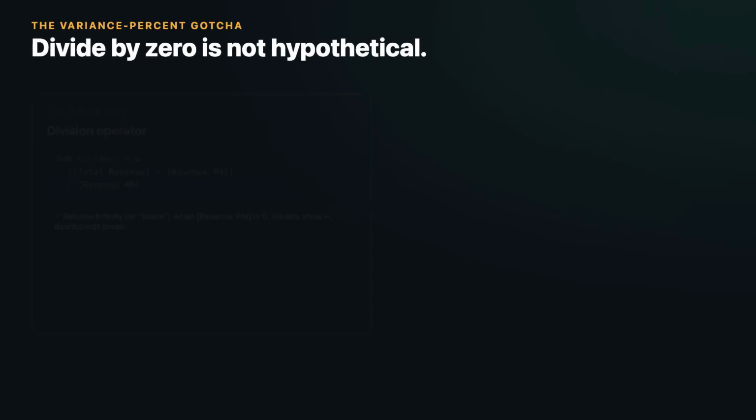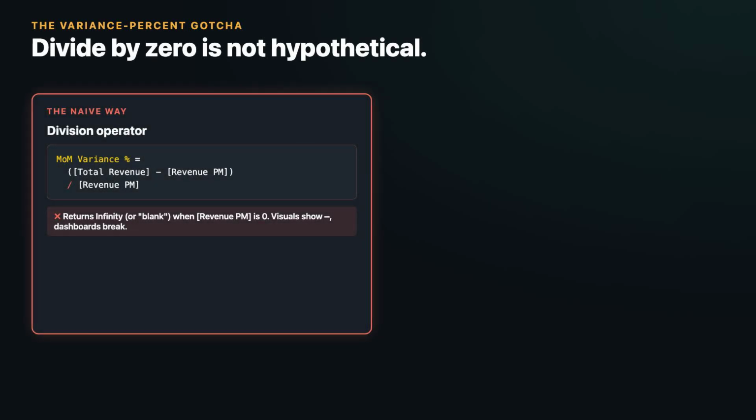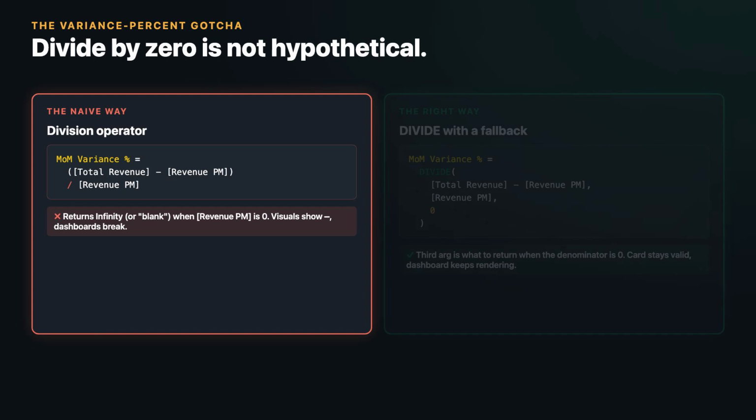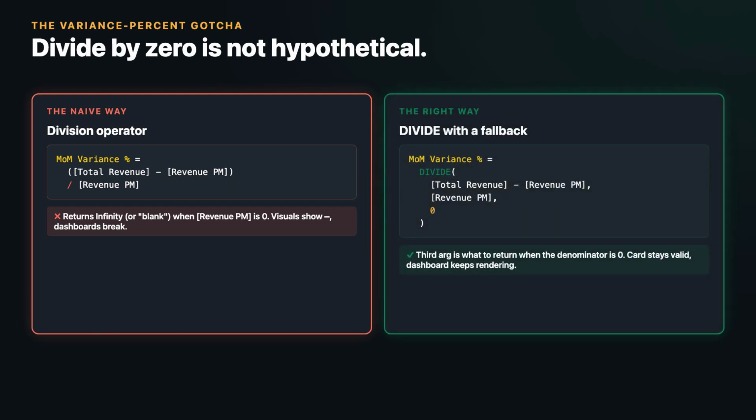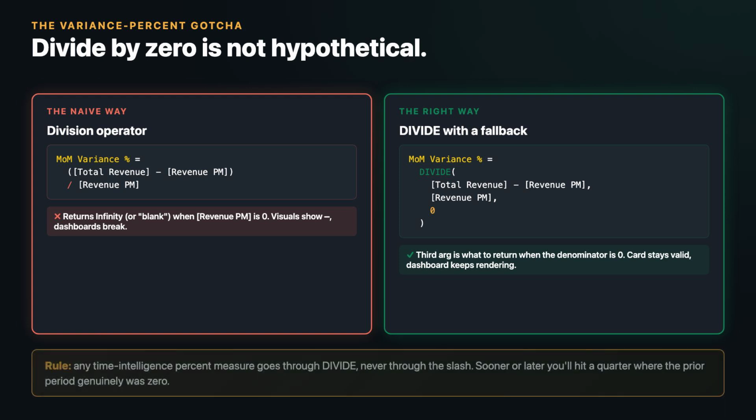The variance percent gotcha. Some prior period genuinely will be 0. A new product launched mid-quarter. A region that came online in March. If you write percent variance with the plain division operator, the moment revenue PM is 0, you divide by 0. DAX returns infinity, which the visual renders as a dash. The whole card collapses into garbage.